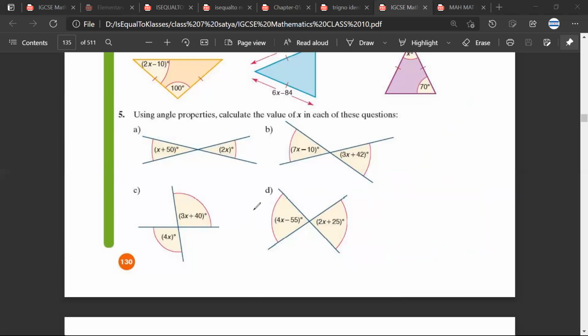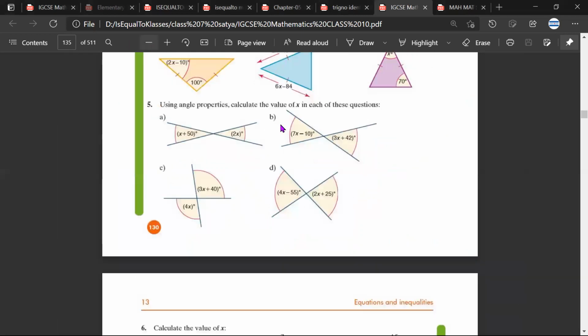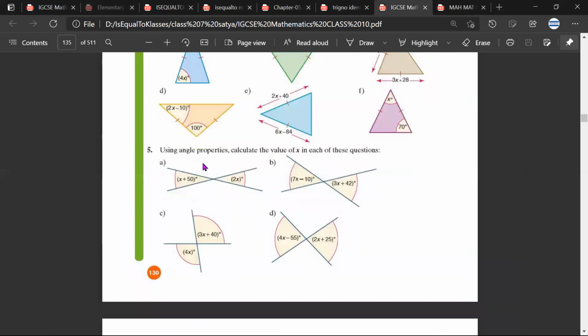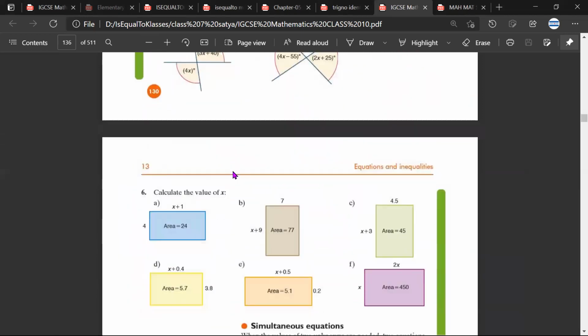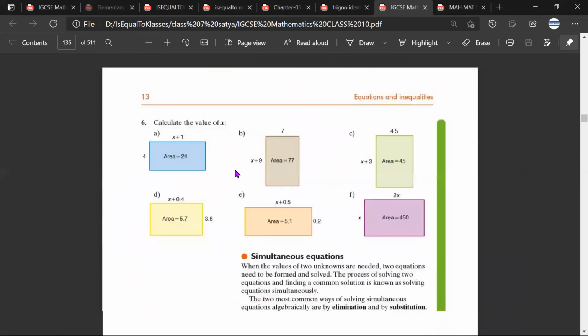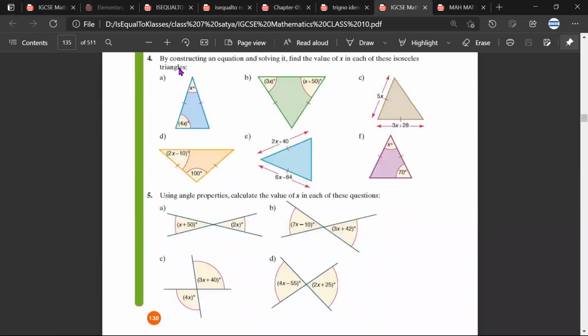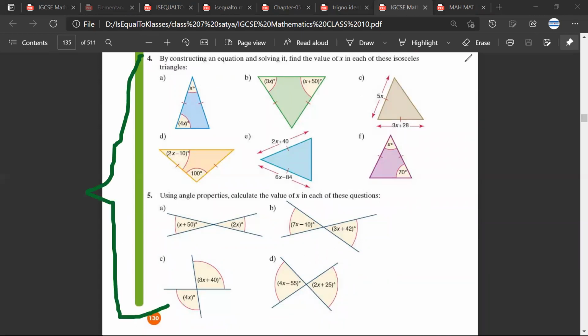So I'll send you this question number 5 also. And you need to do question number 4, which is for isosceles triangles. Question number 5, which is vertically opposite angles. And okay, we'll discuss these two questions next time. Sarthak, is it okay? Yes, sir.